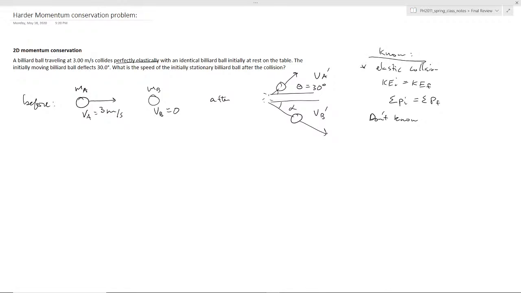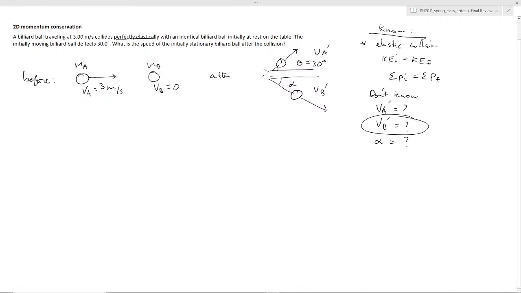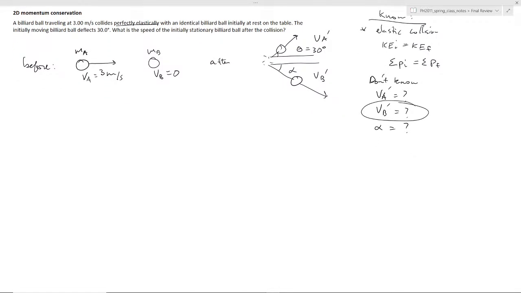So there's actually a lot of things that we don't know in this question. All that we're given is the angle for VA prime. We don't know VA prime, we don't know VB prime, nor do we know the angle alpha. And the one that we're interested in is the speed of the initially stationary ball after the collision. So that would be VB prime. This is really what we're trying to find. So let's start laying out some momentum and energy conservation equations and see what we have to work with.